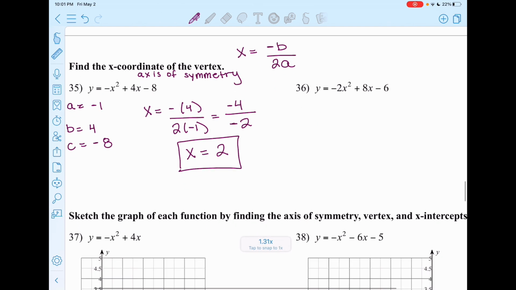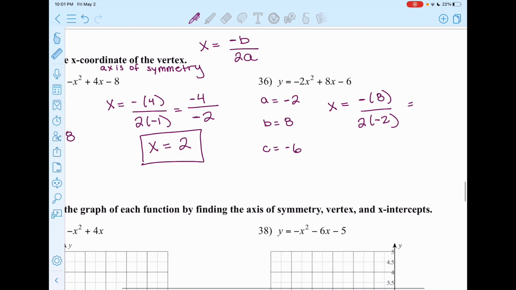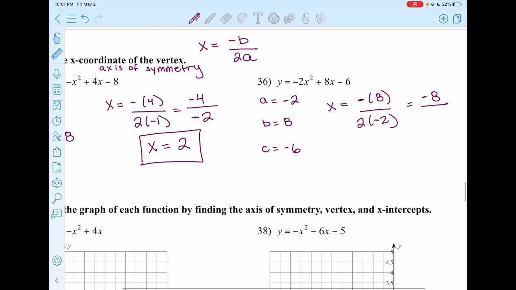Let's try this one more time. So labeling my a, b, and c values. A is negative 2, b is 8, and c is negative 6. So I'll have x equals negative 8 divided by 2 times negative 2. So I'll have negative 8 on top. 2 times negative 2 is negative 4. And negative 8 divided by negative 4 is positive 2.